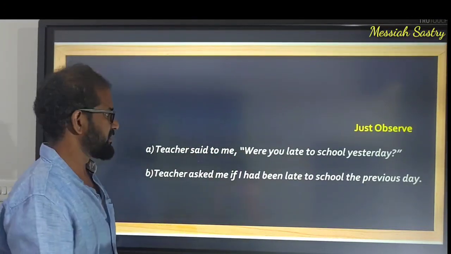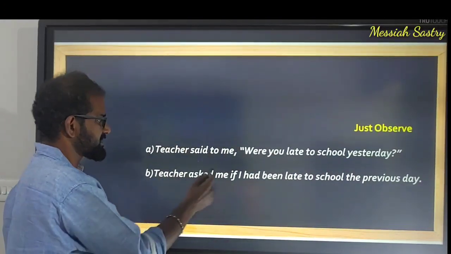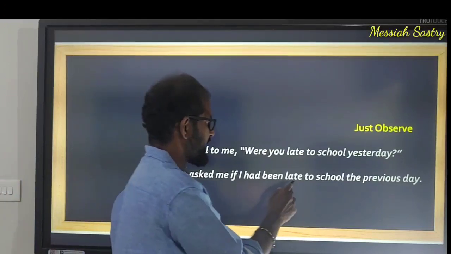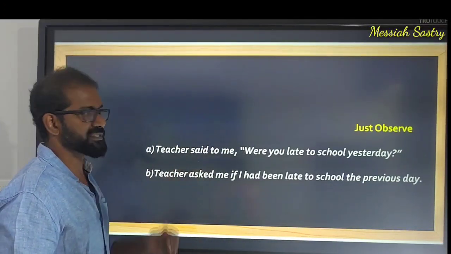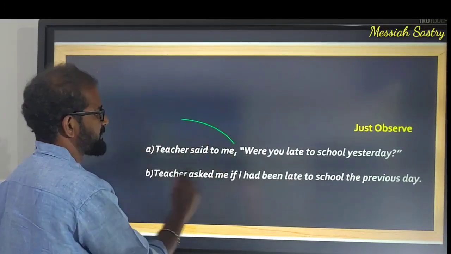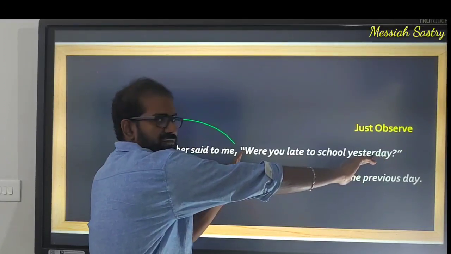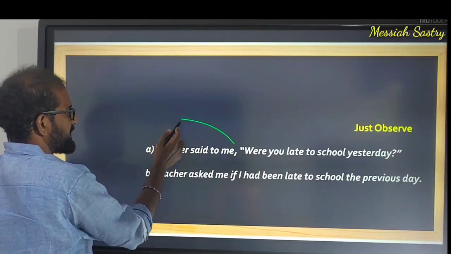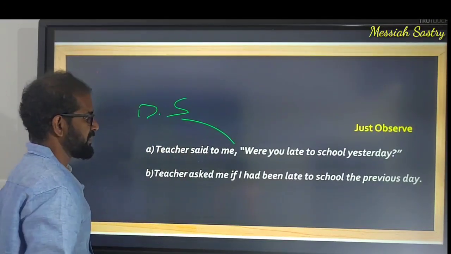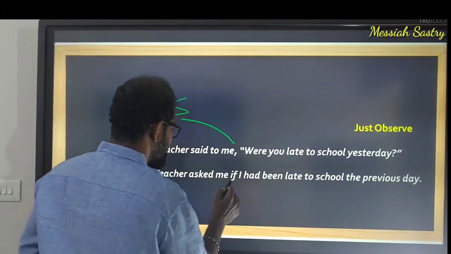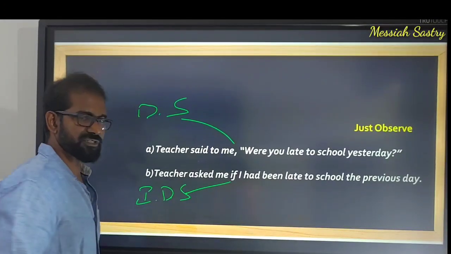Teacher said to me, "Were you late to school yesterday?" Teacher asked me if I had been late to school the previous day. If you observe here, this is direct speech because the words in inverted commas are the direct, actual words of the speaker. And the second sentence is indirect speech because these are not the exact words of the speaker.